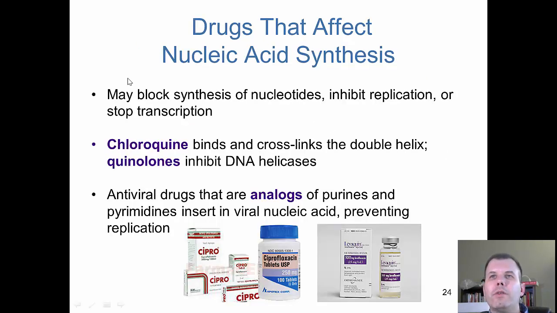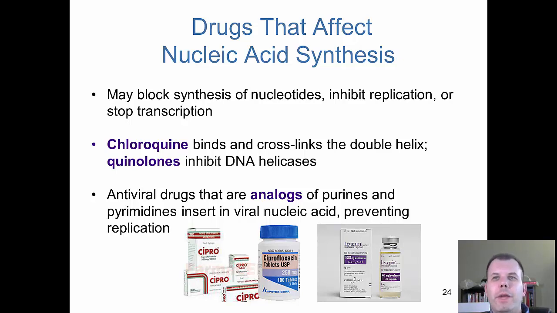Okay, some drugs that affect nucleic acid synthesis. Again, it blocks the synthesis of nucleotides, replication, or transcription. And so all those different things that go on. You have the chloroquine and the quinolones. And again, these block the double helix, the cross linkages in the double helix, or helicases, which prevent it from opening up. If you can't open up your DNA, you can't make copies. So this makes a lot of sense. These are drugs like ciprofloxacin and Levaquin. So these are both drugs that block these different nucleic acid synthesis sections.